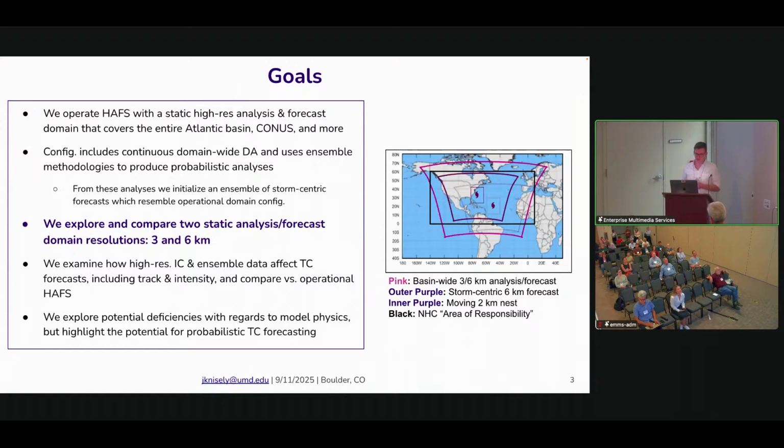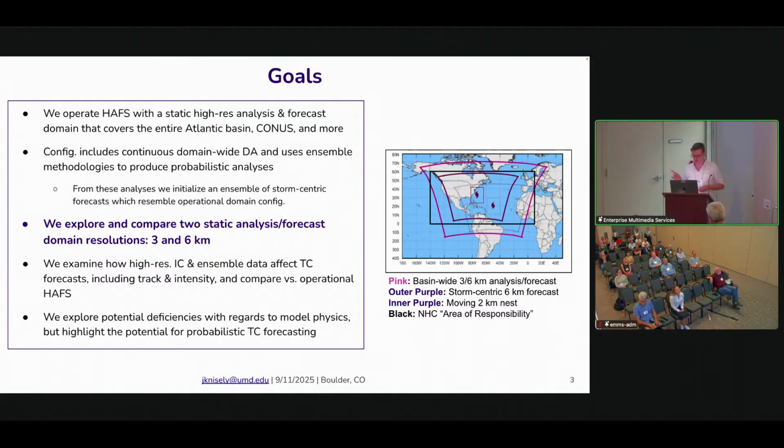So our goals, like I said, we're operating HAVs with a static high-res analysis and forecast domain. If you look over at the big pink basin-wide analysis and forecast domain, this is what we're talking about. We're doing continuous domain-wide DA, and we're using ensemble methodologies to produce probabilistic analyses, from which we initialize an ensemble of storm-centric forecasts which resemble the operational domain. And in this case, what I'm talking about is the purple domain there.